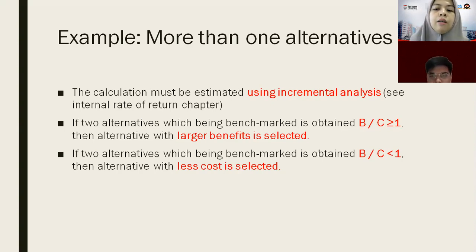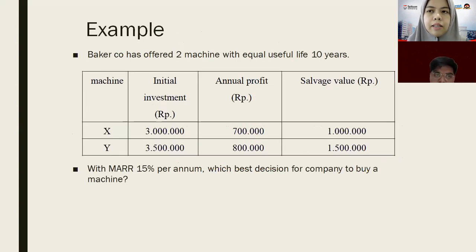Okay, so let's apply this to a practice problem. I have two machines, X and Y, with annual savings, and the useful life is equal, which is 10 years, and the salvage value is different. If the MARR is 50% per annum, which is the best decision? What is the best decision if we face this situation?